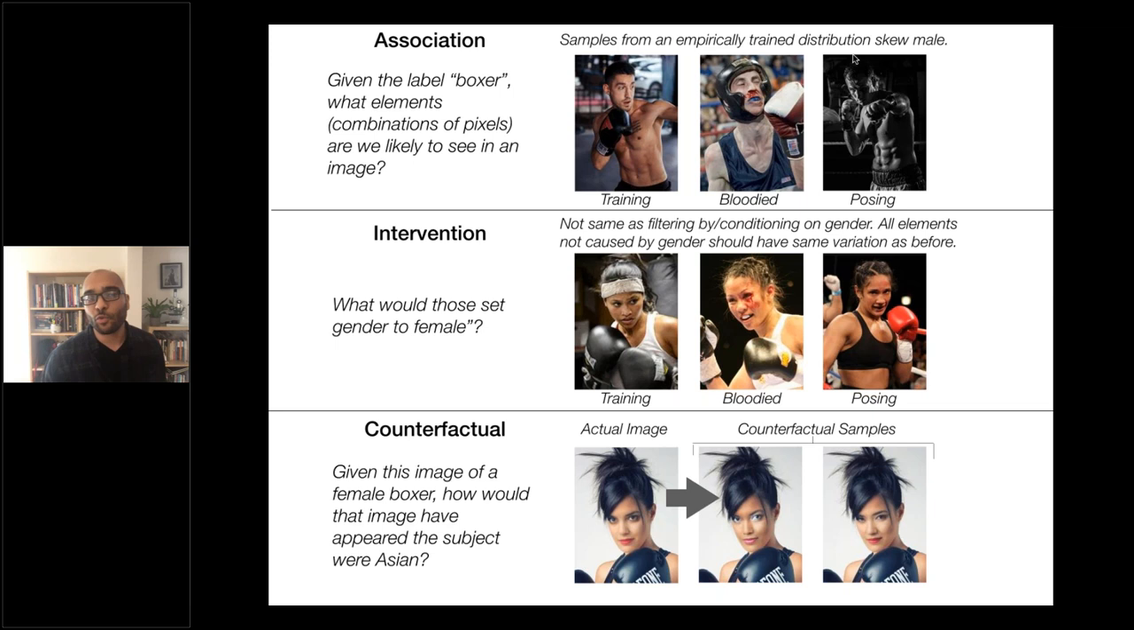Now, an intervention would say, all right, I want to set the gender to female. I want to emphasize here, this is not the same as filtering or conditioning on gender, because what filtering would do is that all the elements that tend to go with female pictures vary as usual. So if pictures of female boxers tend to have more makeup, or tend to be in more glamorous locations, or tend to be in boxing gyms as opposed to boxing arenas, I don't know. So long as those things are not caused by the gender of the subject, the correlation that you see in the training data between those elements and gender will remain if you just condition.